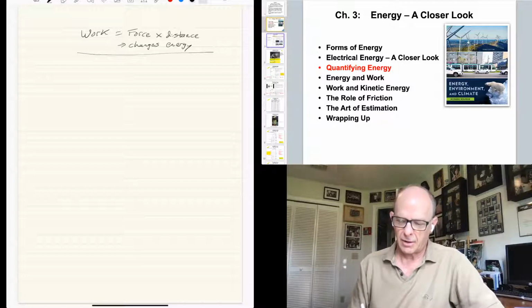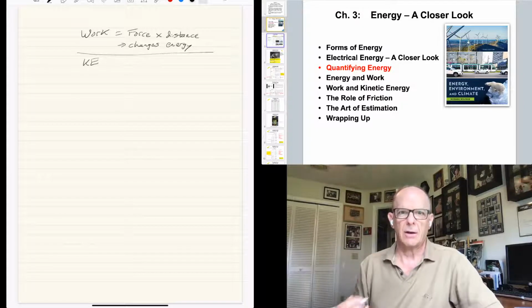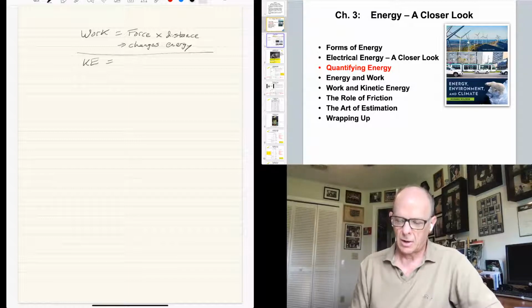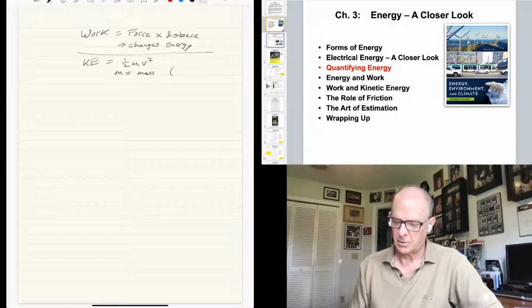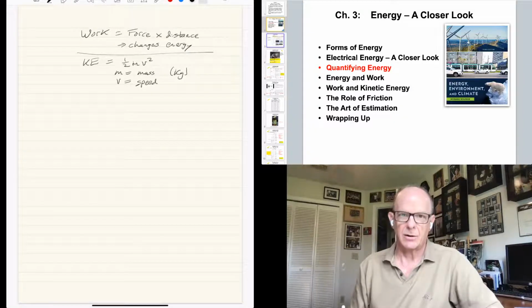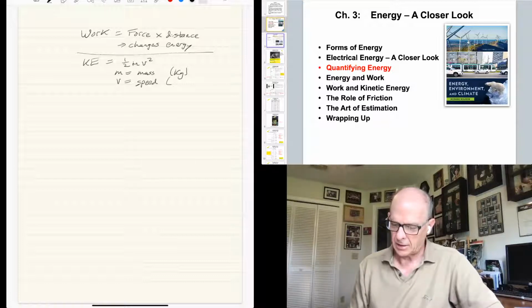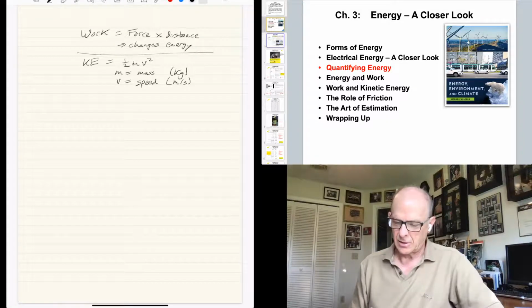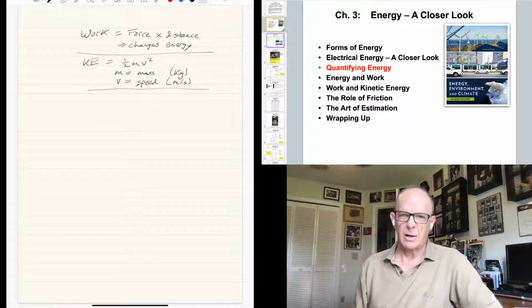Another type of energy that we're very familiar with is kinetic energy. And for kinetic energy, that's the energy that an object has due to its motion. And kinetic energy can be calculated and quantified, and it's equal to 1/2 times the mass of the object times the speed squared. So m is the mass, that's measured in kilograms, and v is the speed. It's the magnitude of the velocity. We use the letter v because of velocity. It's the magnitude of the velocity, and that's measured in meters per second. So that's another type of energy that we've encountered.